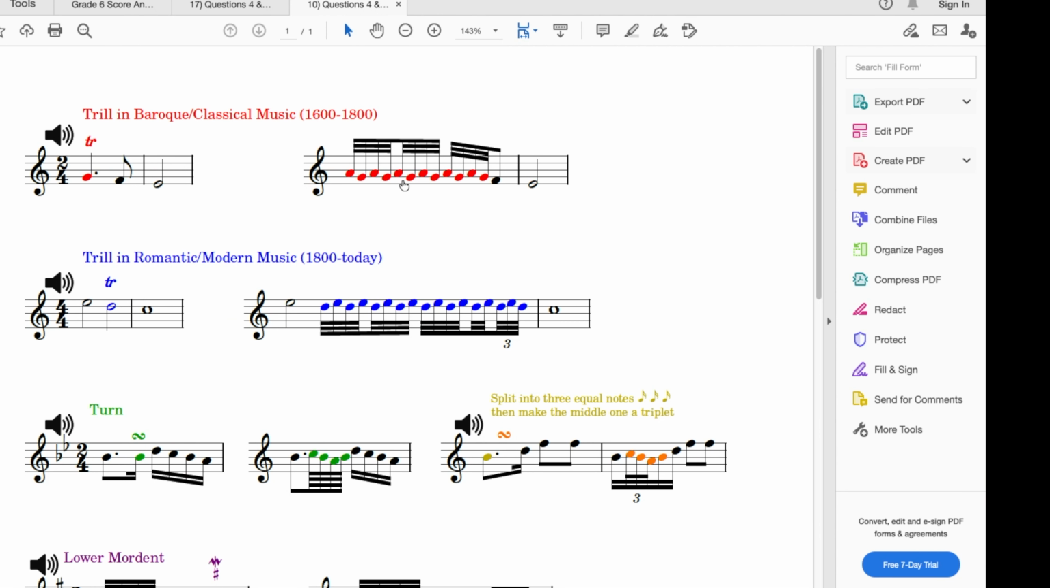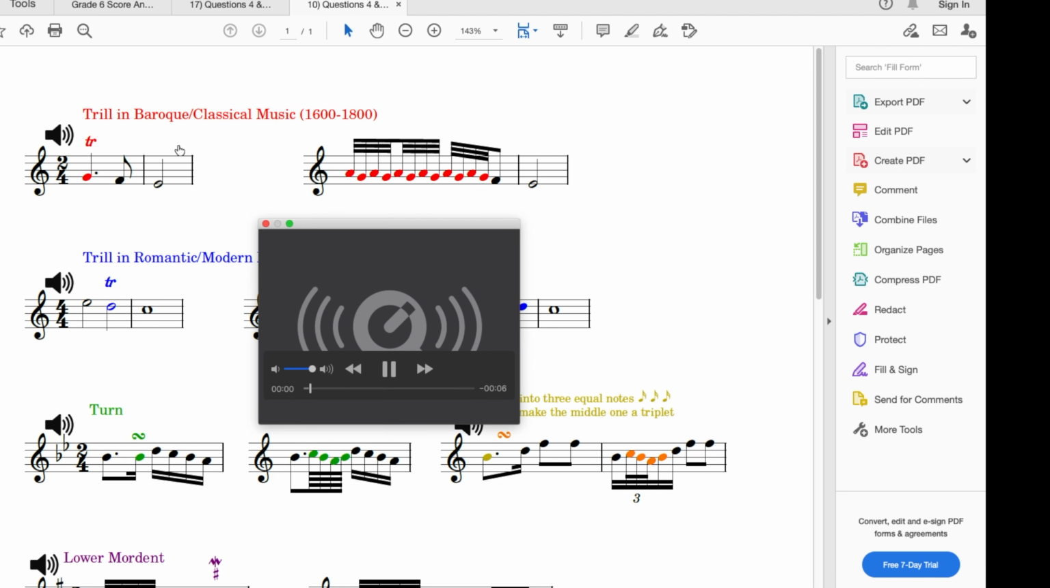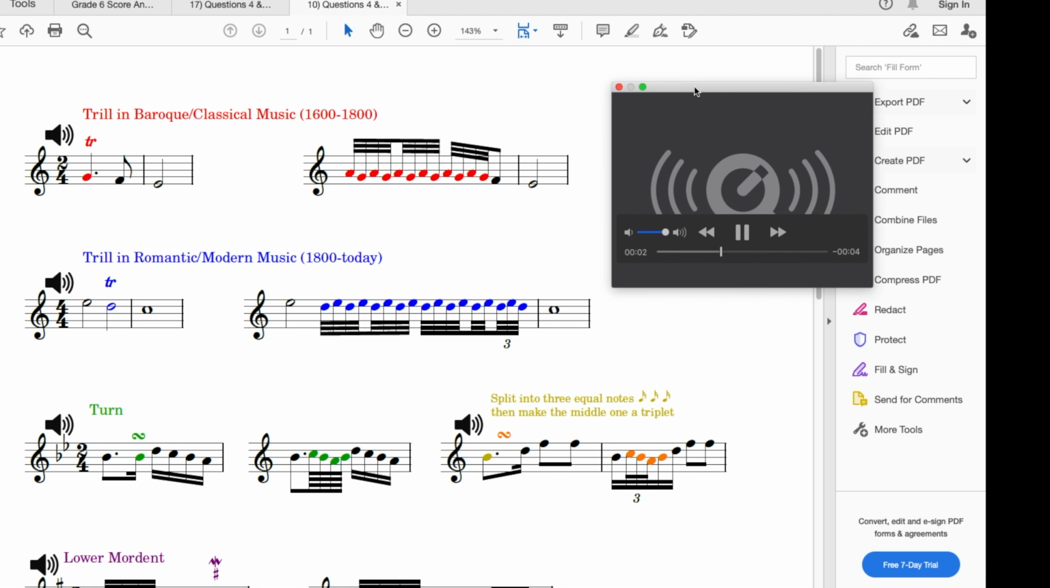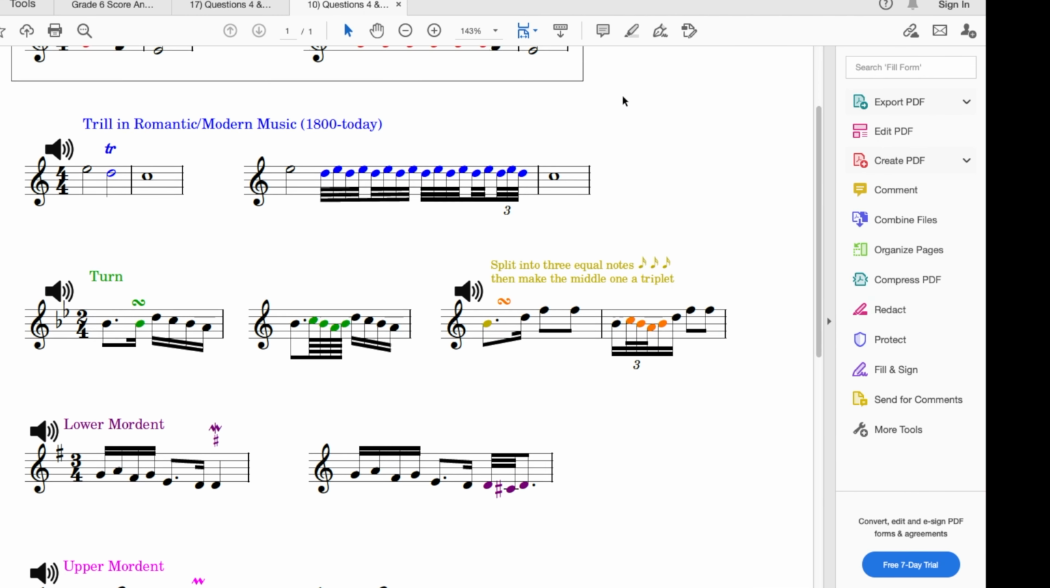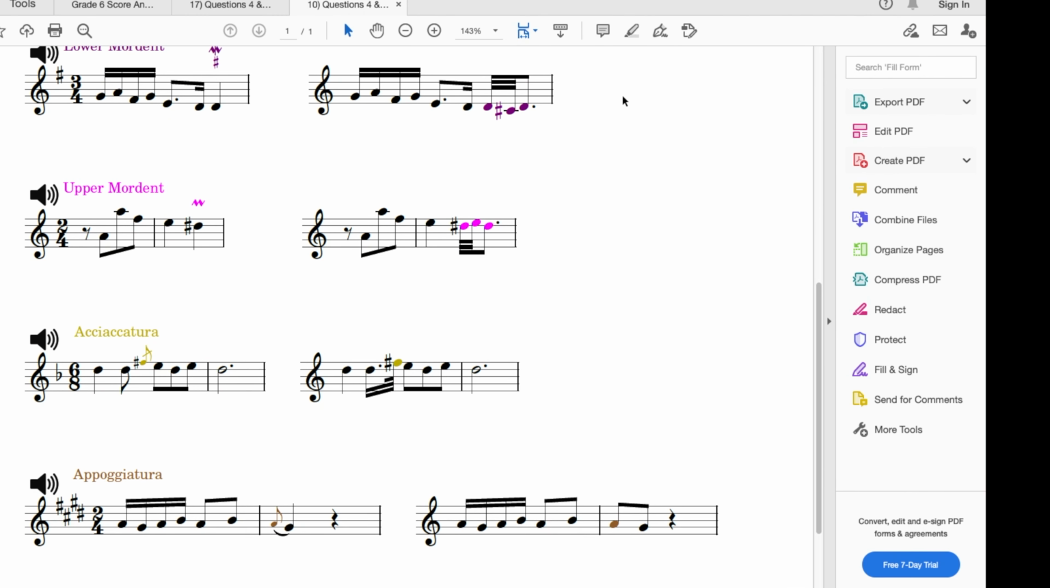Here is another example of a grade 6 handout. This one deals with ornaments and helps students understand what the ornament looks like in standard notation and what it looks like fully written out, with an audio file for each one so students can hear what it actually sounds like when performed.